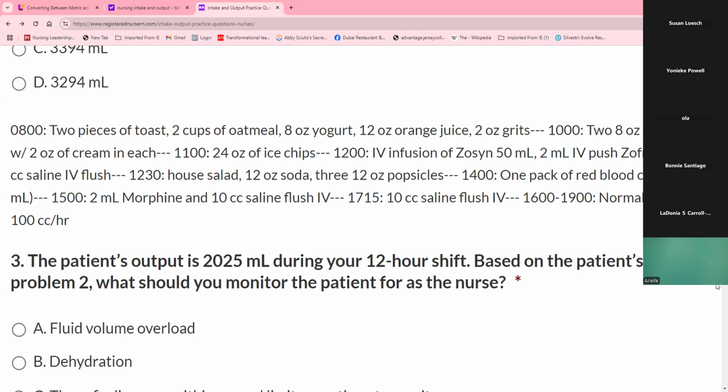We have 2 mLs of IV Zofran, 10 mLs of saline. You see, these can get quite complicated. 12 ounces of soda. And then you see 3 12-ounce popsicles. Those are going to stay 12 ounces because they have juice in them.